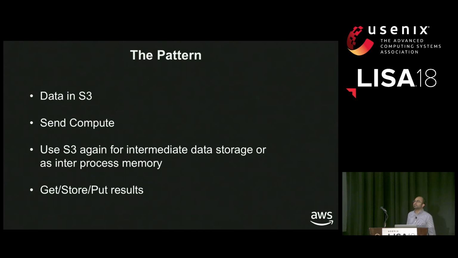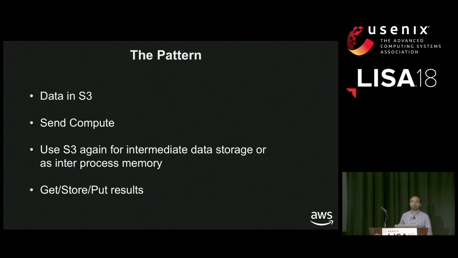Clearly there's a pattern here, right? So what is that pattern? We want to store the data in S3. We have a central store, and the idea is we send compute to where the data is. The data is close to S3. You don't pay for the data transfer between the Lambda functions and the data in S3. You can get really high throughput if they're in the same data center, because you're using the AWS backbone and not doing anything via the internet.